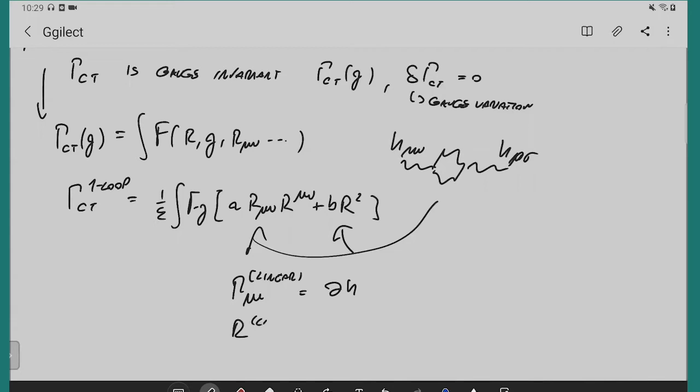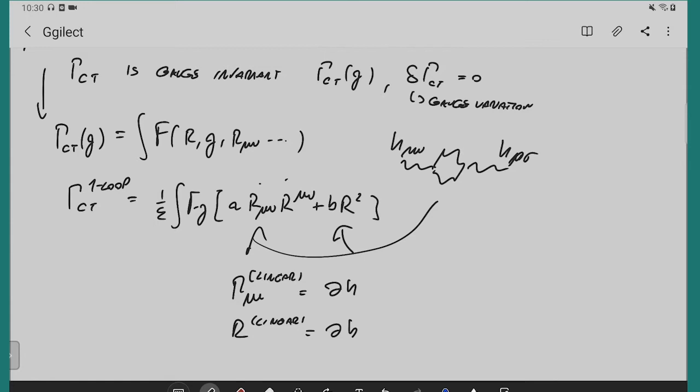The same is true for R. And so you have the product of two of these. So you have a square of h. It's of order 2 in h, this quantity. And because of gauge invariance, which is diffeomorphism invariance, these are uniquely determined by this.